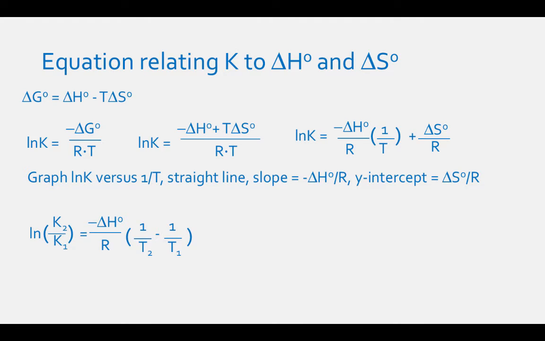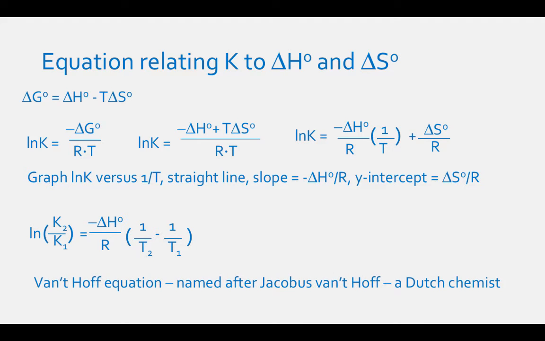If we have two different temperatures and we are trying to find the K value at another temperature, we can utilize the two temperature versions of this equation in which the standard delta S over R term drops out. This equation looks like the natural log of the equilibrium constant 2 over the equilibrium constant 1 equals the negative standard delta H divided by R times 1 over temperature 2 minus 1 over temperature 1. This equation is called the Van Hoff equation and was named for Jacobus van Hoff, a Dutch chemist who won the first Nobel Prize in chemistry.